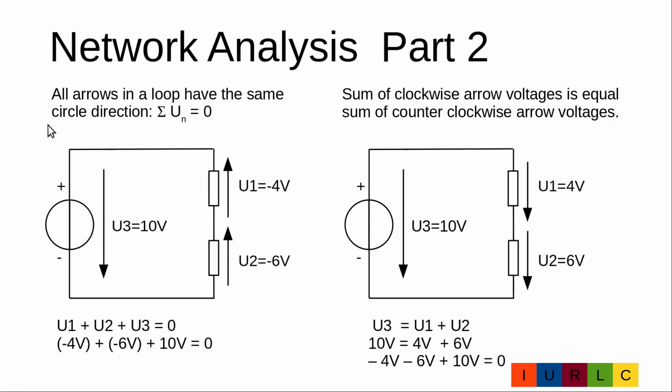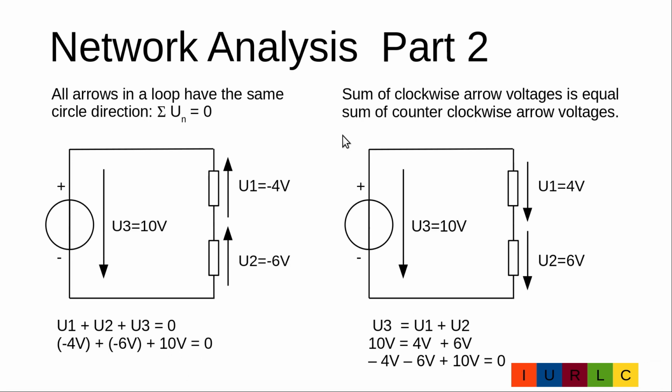There are two views to the rule. First, we draw all voltage arrows in a loop in the same direction, either counterclockwise like here, but it is also possible to draw all arrows clockwise in a loop. Then we get the sum of all voltages is zero, or U1 plus U2 plus U3 is zero, and with concrete numbers minus 4 volt plus minus 6 volt plus 10 volt is zero.